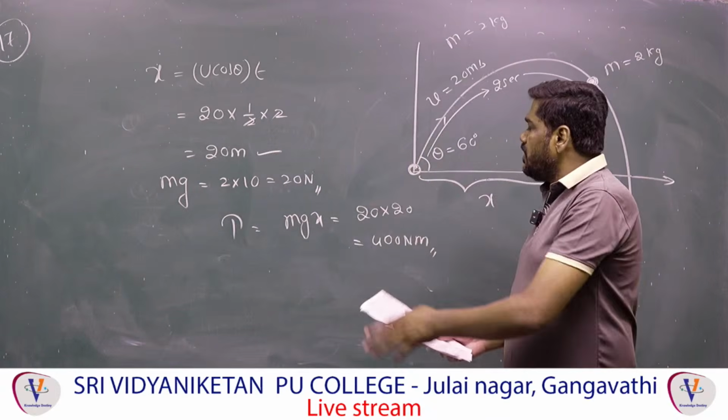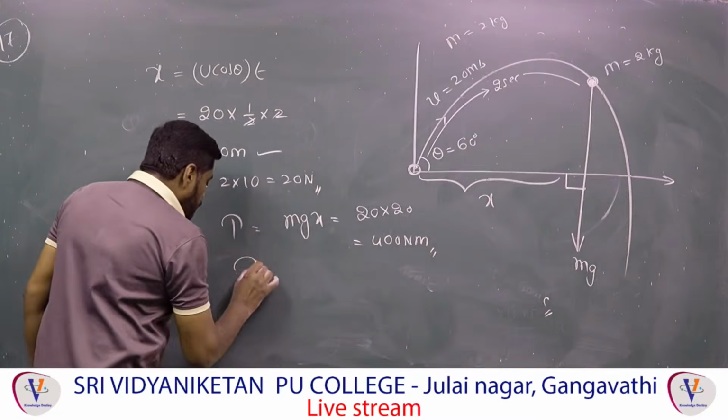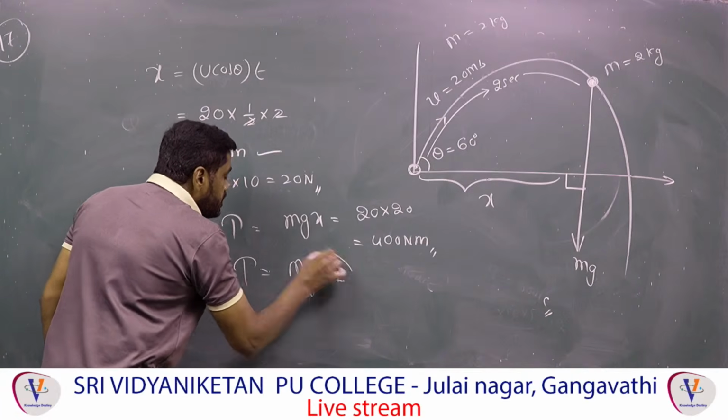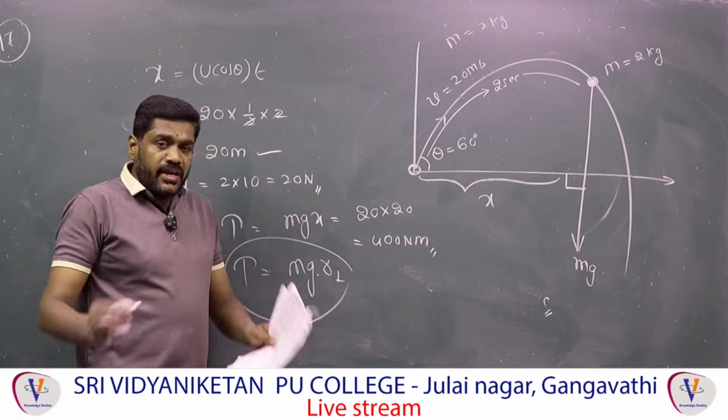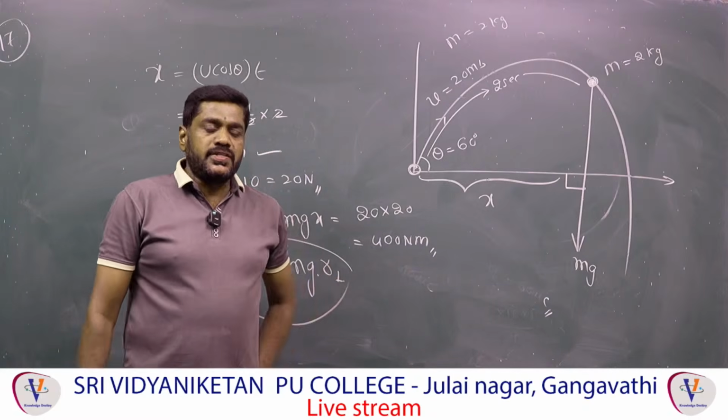Just to recall the torque formula, torque, tau, is equal to mg into the perpendicular distance. This is the general expression. From where do we have to measure the perpendicular distance? From the point from where you are observing its motion.